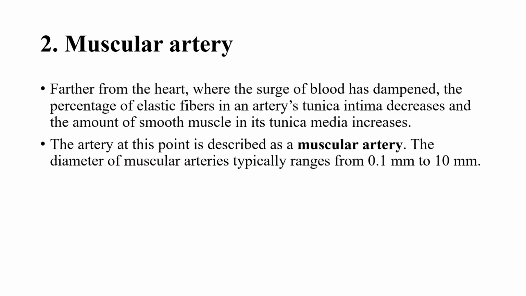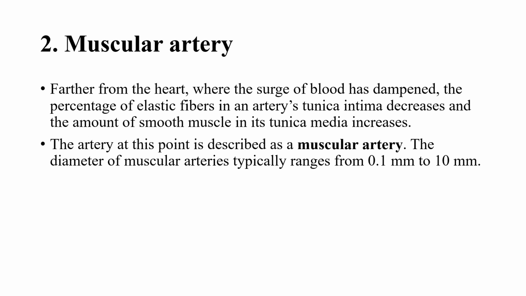So the second one is a muscular artery. Here it is the farthest from the heart. It is farthest from the heart, where the surge of blood has damped, the percentage of elastic fibers in an artery's tunica intima decreases and the amount of smooth muscle in its tunica media increases. So at the point at which this happens, it is called a muscular artery. The diameter of muscular arteries typically ranges from 0.1 mm to 10 mm.